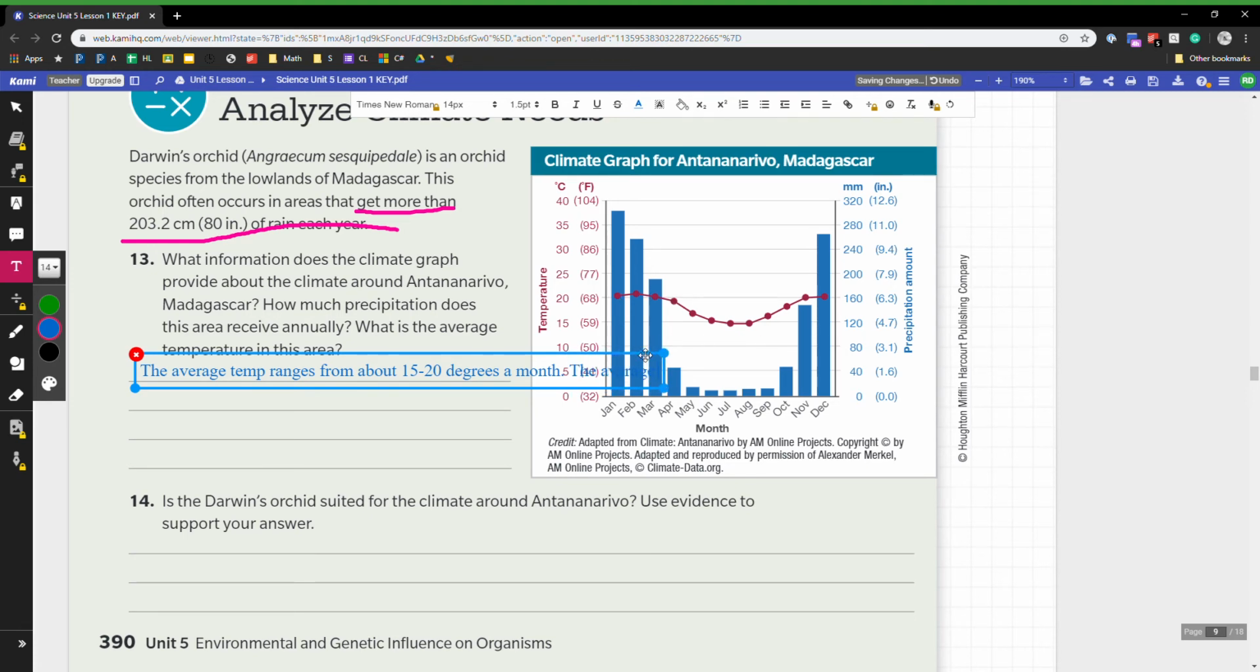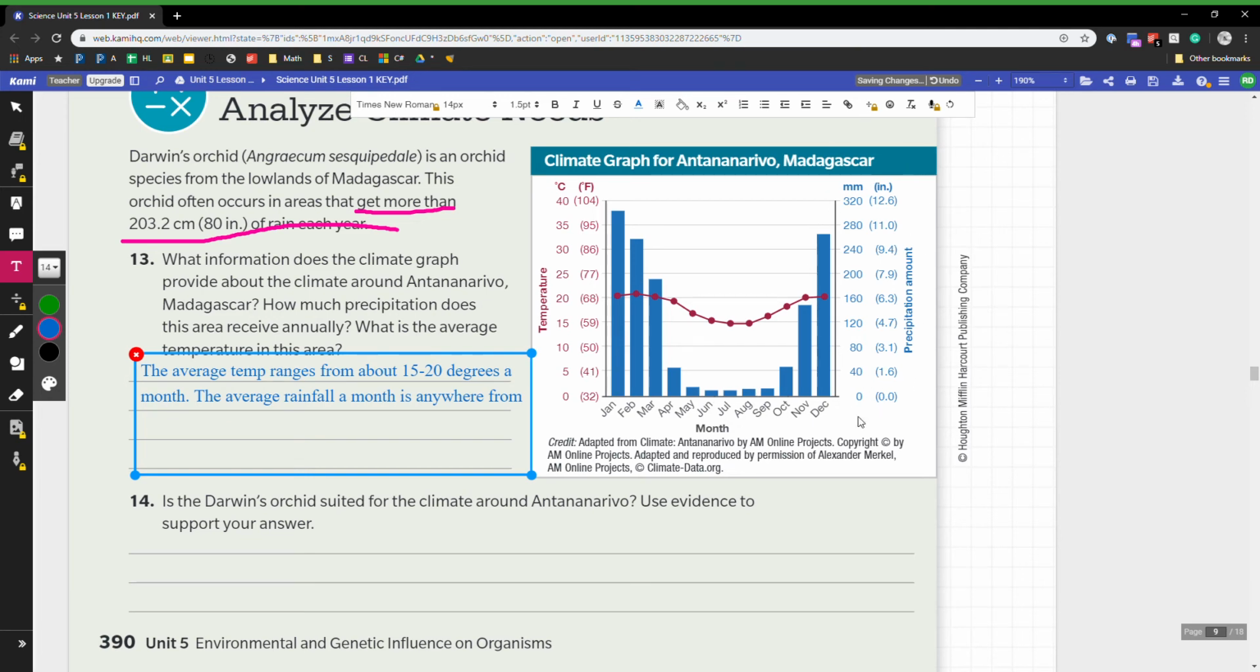And the average rainfall a month is anywhere from, see down here in the June, July area, it's way down here. And remember, this is blue and the key for that is on the right. So that's maybe 10 millimeters, right? I'm using millimeters. And then it goes way up here to this highest one, which is between 280 and 320, so maybe 300 millimeters. So it's anywhere from 10 millimeters to 300 millimeters a month.